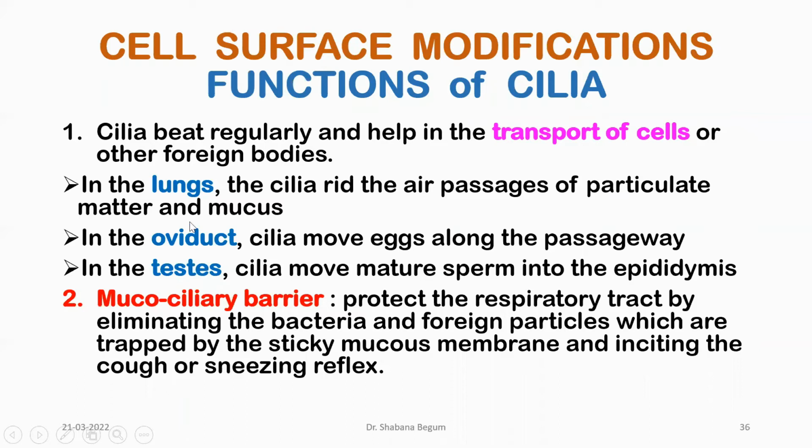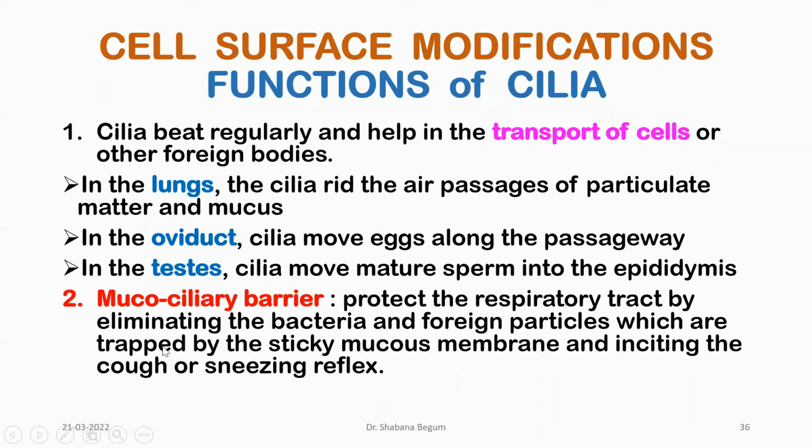such as in case of the lungs. The cilia rid the air passages of the particulate matter and mucus. In the oviduct, that is the fallopian tube, the cilia help to move the eggs from the uterine tube into the uterus. And in case of the testes, it helps to move the mature sperm into the epididymis.